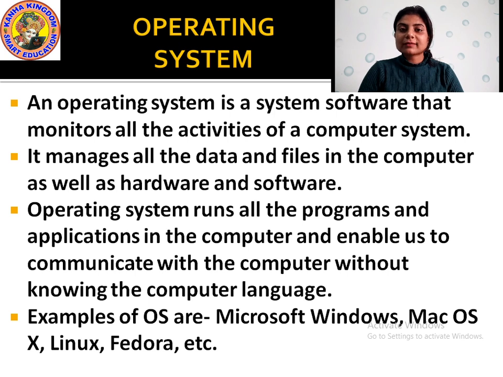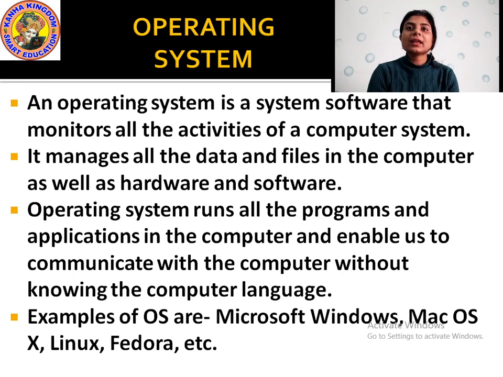Okay, so what is this operating system? It is a system software. System means your computer. Your computer is a system. And the software that we use inside the computer to perform different activities, to run different programs, to work on the computer, we use this operating system. Okay, I hope you understood. An operating system is a system software that monitors all the activities of a computer.